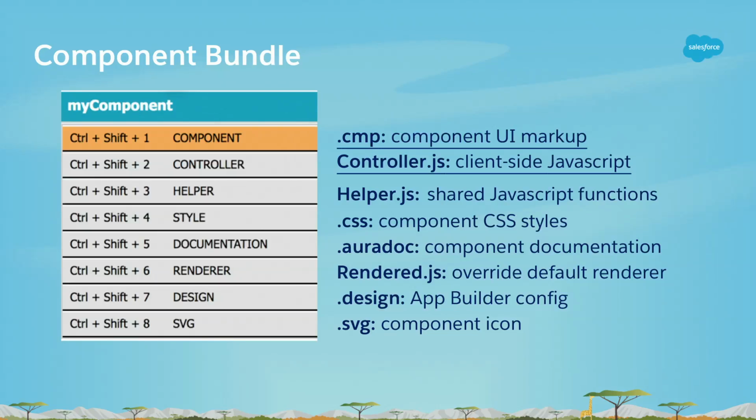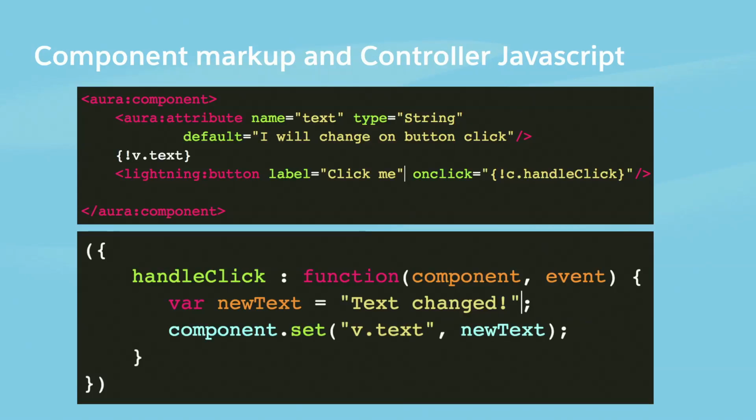This is how the component looks. So let's see a code snippet of how a component and a JavaScript controller look. Here is an example. I have an Aura component, or a Lightning component, which I have made, which uses a base component called Lightning button, which has a label called Click Me.